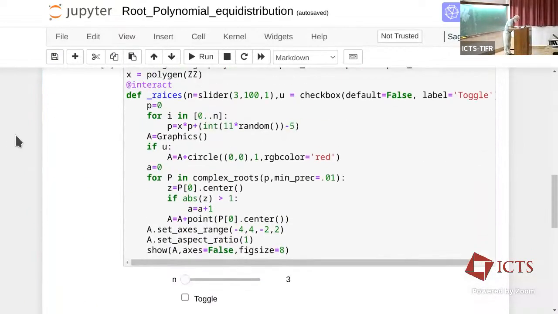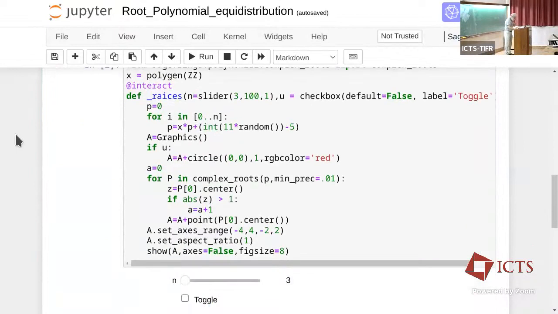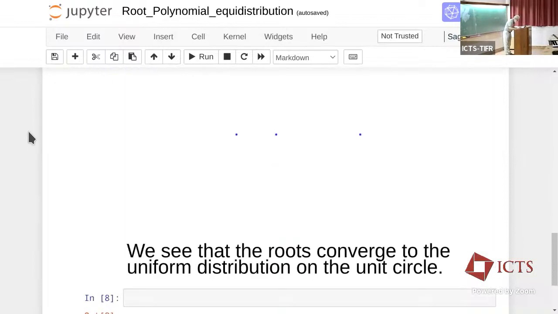Okay, so this is a program that chooses a degree, and then it will choose a random polynomial of this degree, compute the roots, and make a picture of the roots. I have chosen to make them integers, because then I can use the theory of Heis, but if you take the integer away, then there are other equidistribution results. I think it's Erdos-Turan that also explains what will happen. So I just take a random polynomial and let's see what happens.